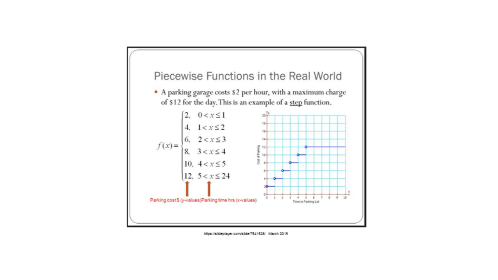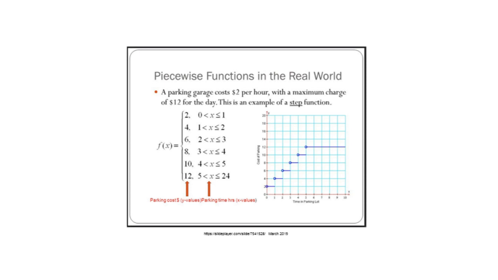So this is a piecewise function. It's also called a step function. So a parking garage costs $2 per hour with a maximum charge of $12 per day. And so if you are there for 10 minutes or 30 minutes or 59 minutes, you get charged $2. Then once you go above an hour, you bump up and you're charged $4, even if you stay an hour and a half, or you stay an hour and 45 minutes, it doesn't matter. You still have the $4. And so that's why it's also called a step function.